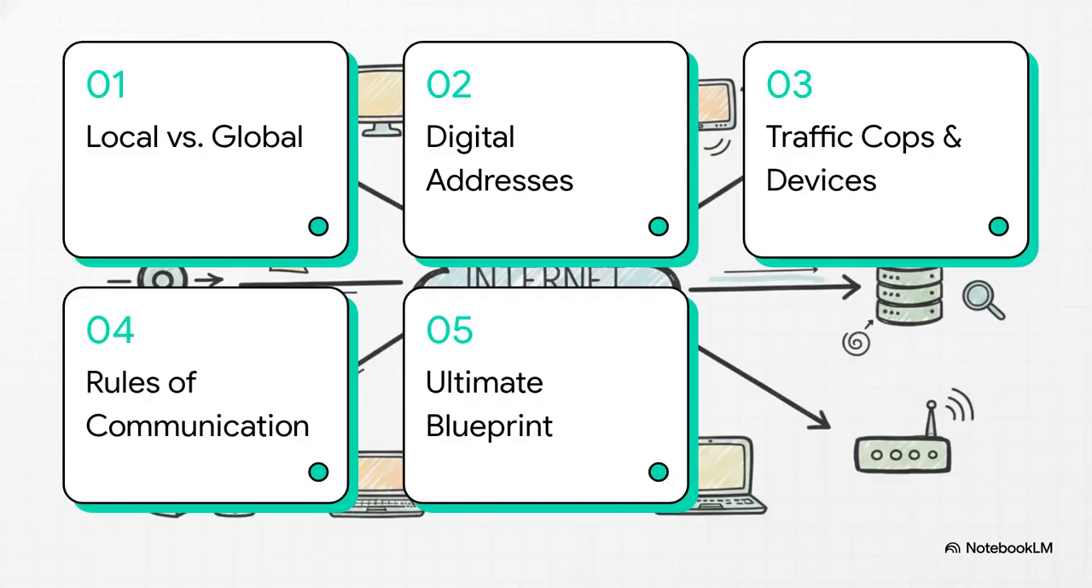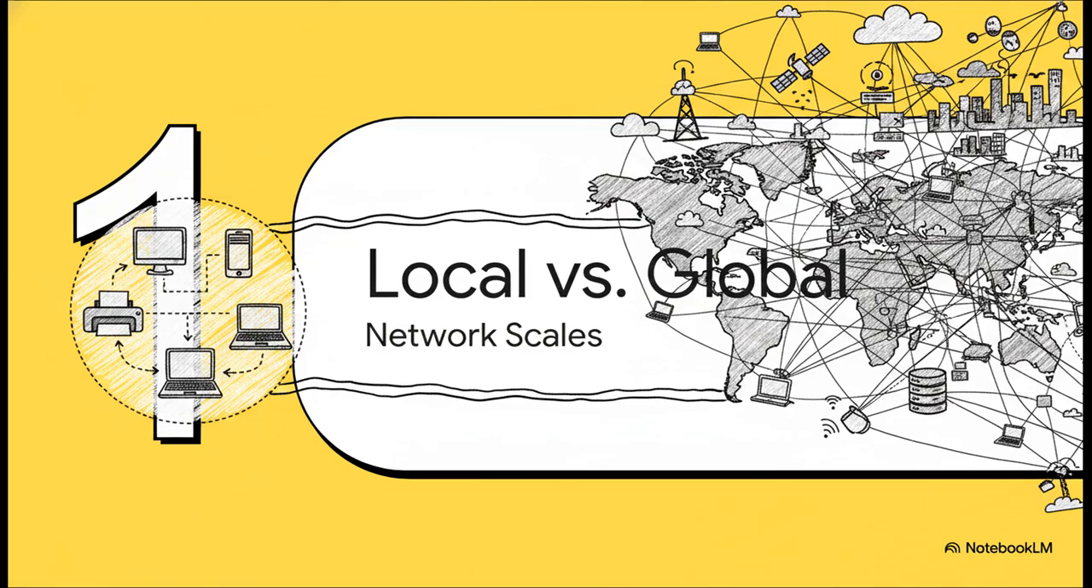All right, to make sense of it all, here is our roadmap for today's explainer. First, local versus global networks. Second, digital addresses explained. Third, traffic cops and devices. Fourth, the rules of communication. And finally, the ultimate network blueprint. Simple enough, right? Starting us off with Section 1, local versus global networks.